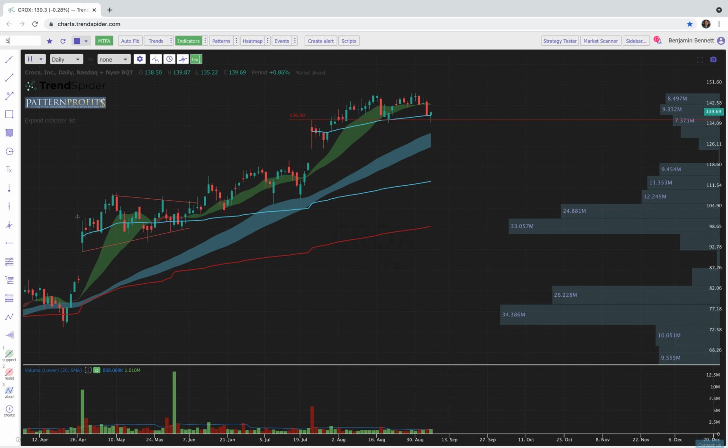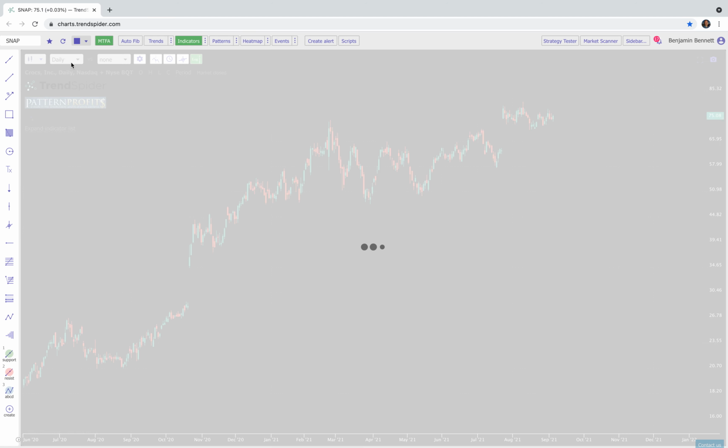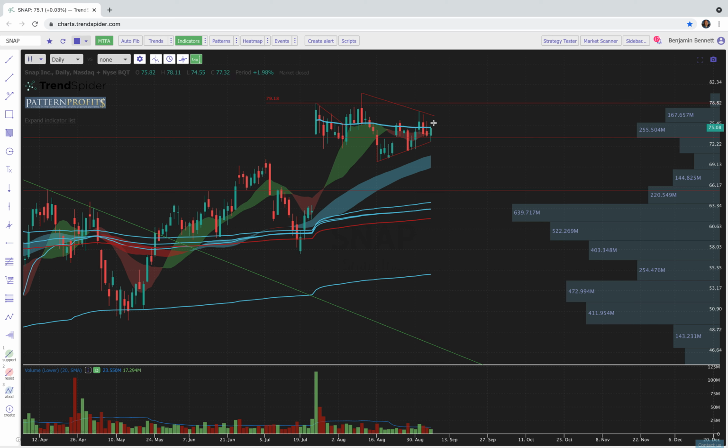Snap, our old friend Snapchat, another power earnings gap, setting up a little bit of a triangle here now, and you're right there at anchored VWAP from off the power earnings gap. We'll see if it can push above there, take out the descending trend line, and then first you want to target that power earnings gap high. 79.18 was the high there, so that would be one that you want to take out, and then take out those all-time highs at 80.85.